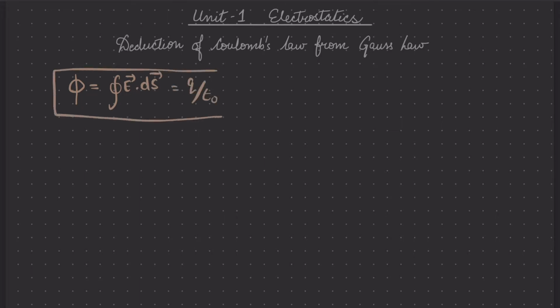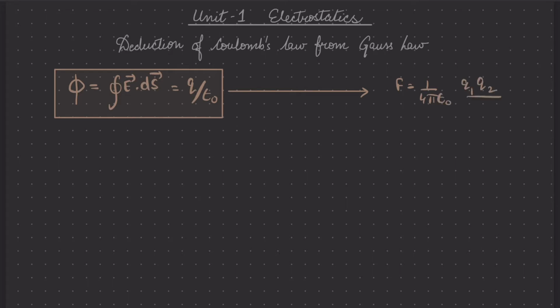That is, flux coming out of the closed surface is equal to 1 upon epsilon naught times the charge enclosed by the closed surface, or the closed integral of the electric field intensity over a closed surface is equal to 1 upon epsilon naught times the charge enclosed by the surface. We will start our article from this point, and the final result which we have to reach is Coulomb's law. And according to Coulomb's law, F is equal to 1 upon 4 pi epsilon naught q1 q2 upon r square.